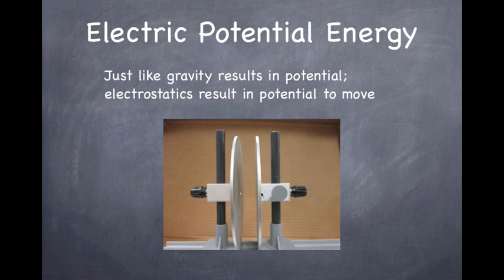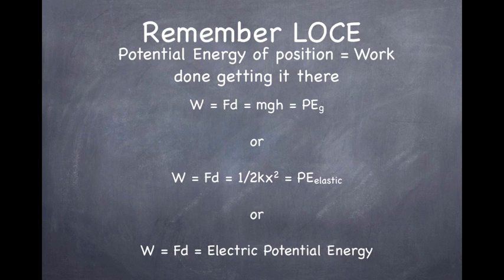Now, remember, we had the law of conservation of energy. We said the potential energy of position is equal to work. What do you do in order to get there? We said work is force times distance, and if you're lifting a book, the work you do in lifting the book is equal to the gravitational energy that you have. Or the work that you do compressing a spring is the elastic potential that you have. We can do the same thing here. The work that you do is equal to the electric potential energy that you have. So if you take a proton and move it closer to another proton, the work that you do to get it to that position is equal to the electric potential energy of that object.